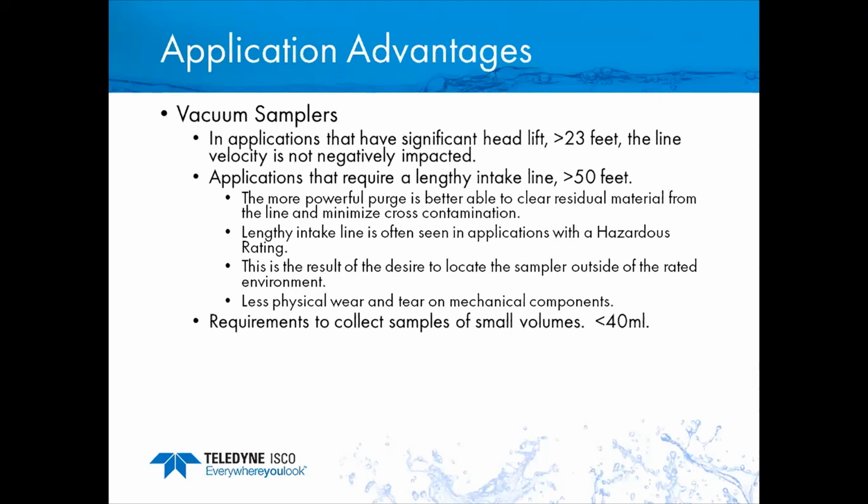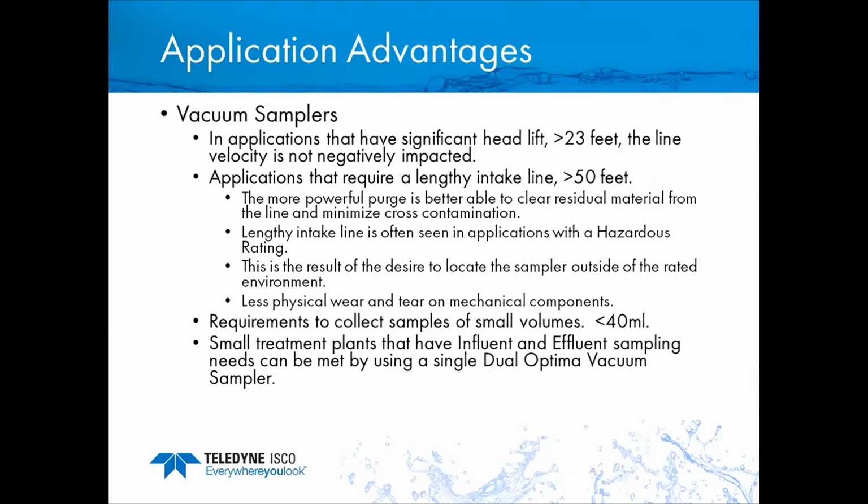Requirements for collection of very small sample volumes. Oftentimes with a vacuum sampler, a customer will configure the unit to collect more samples of smaller volume at a more frequent rate. The accuracy of the vacuum samplers allows us to do that. There are options and features of certain vacuum samplers like our dual Optima, where you can have one sampler that is positioned between both an influent and an effluent, for example, and you can meet the needs of sampling from both those locations with a single unit.